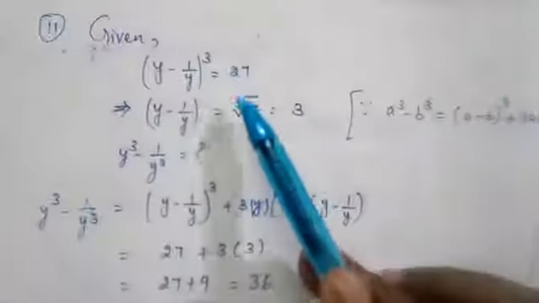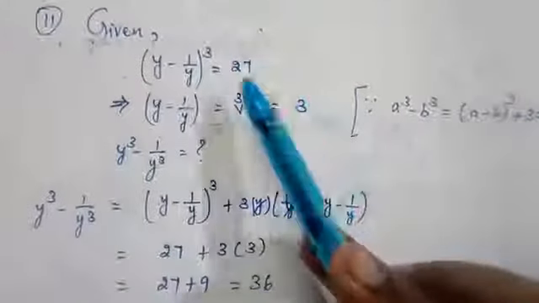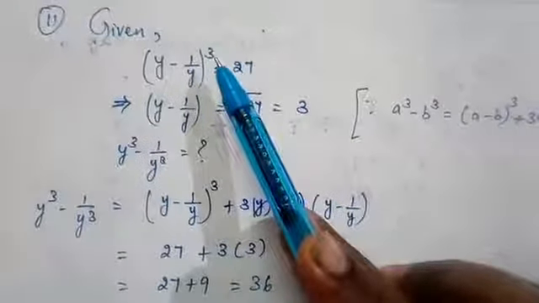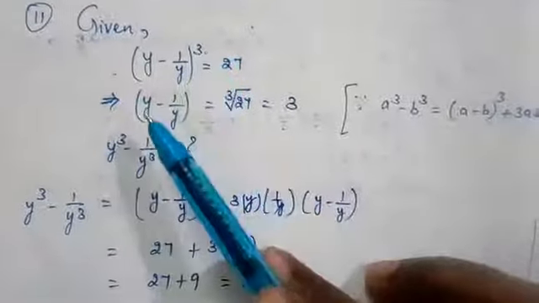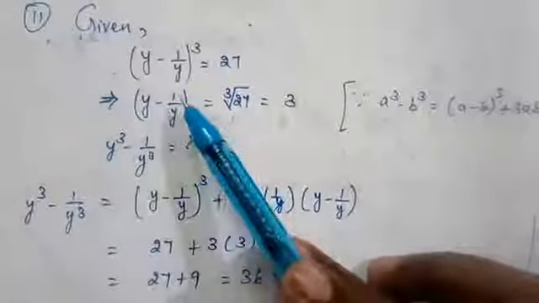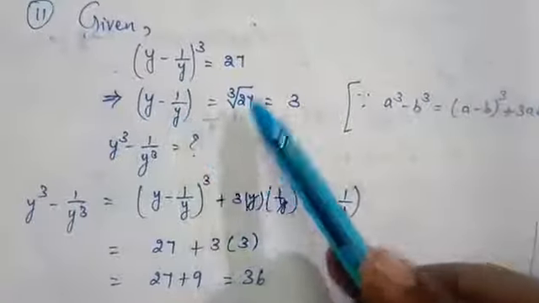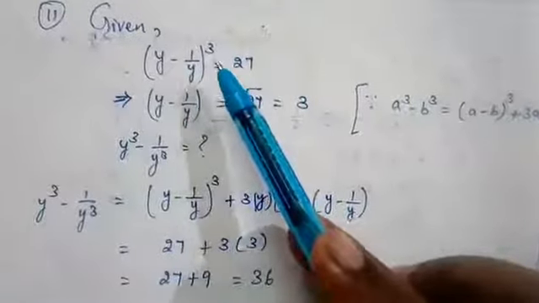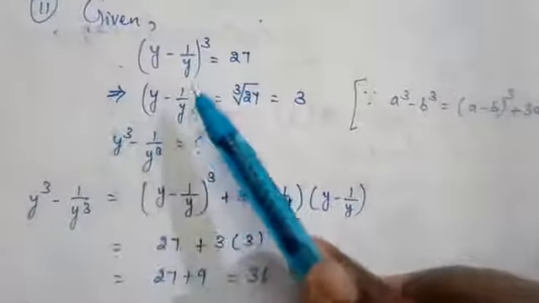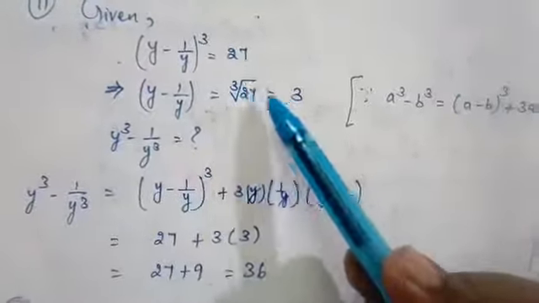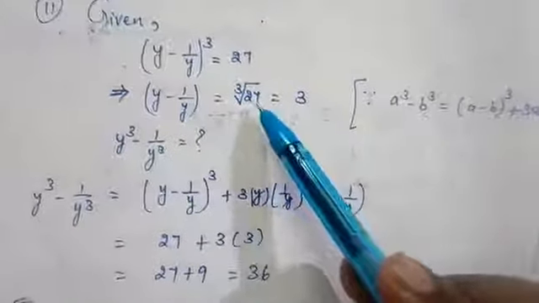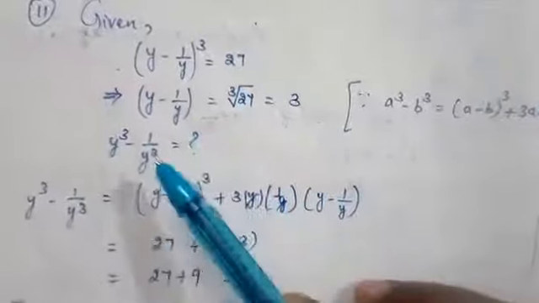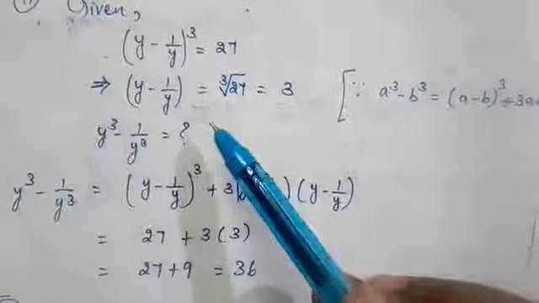Given (y minus 1 by y) whole cube equals 27. It is a cubic value. For cubic, how do you remove this? We want to take a cube root. So take a cube root, that is y minus 1 by y equals cube root of 27. Since we are taking a cube root, cube and cube root cancel. So y minus 1 by y equals cube root of 27. Cube root of 27, it is a 3 cube value. So it is 3. So now y cube minus 1 by y cube we want to find.